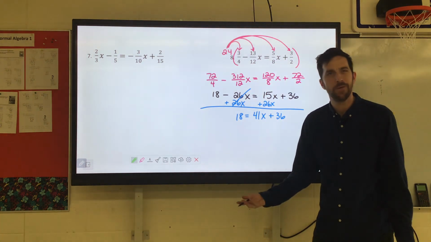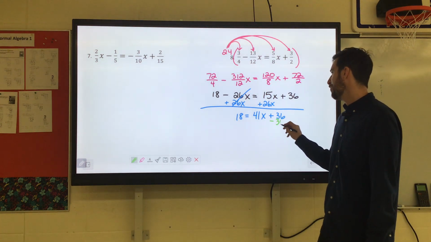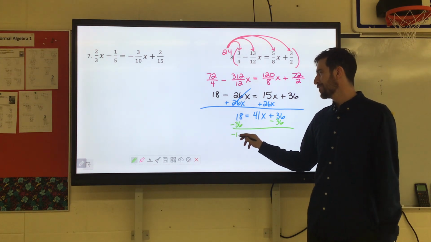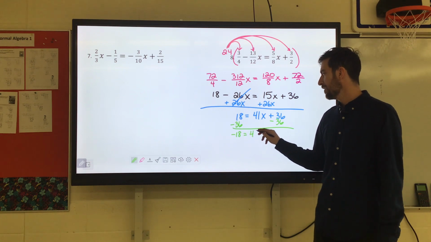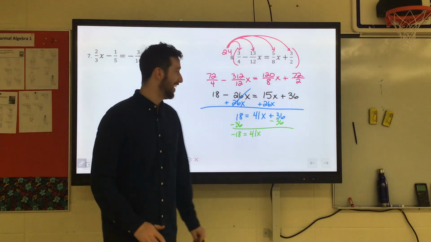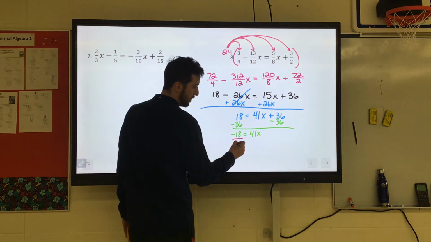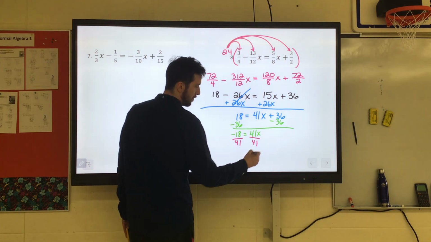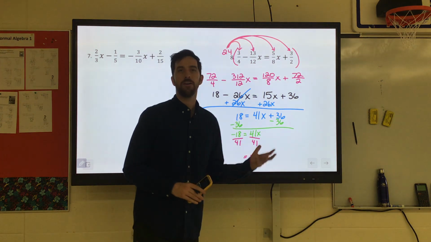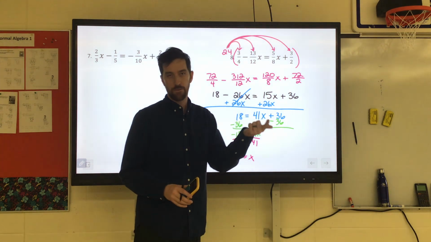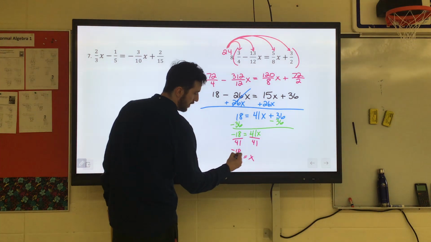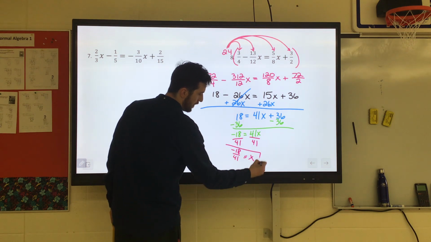Plus 36, we know. Minus 36. 18 minus 36, you know it's negative 18. Equals 41x. Wow, this is fun, huh? I think we should divide by 41. So much fun dividing by 41. Now 41 is a prime number. Only has factors of 1 and 41, and that doesn't go into 18. So we're just going to leave it negative 18 over 41.